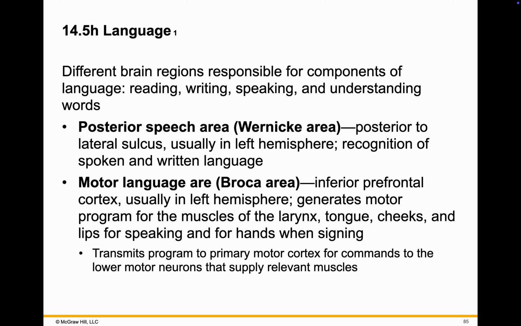There are different brain regions responsible for components of language: reading, writing, speaking, and understanding words. The posterior speech area, traditionally known as Wernicke's area, usually in the left hemisphere, is involved in recognition of spoken and written language. The motor language area, Broca's area, is in the inferior prefrontal cortex, again usually in the left hemisphere. It generates the motor program for muscles of the larynx, tongue, cheek, and lips, allowing for speaking.